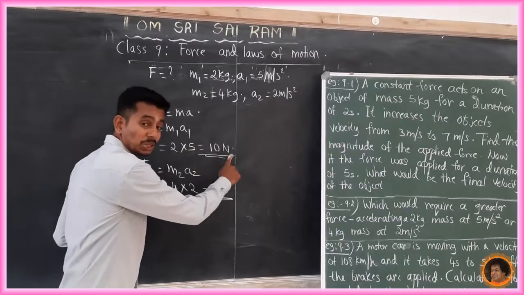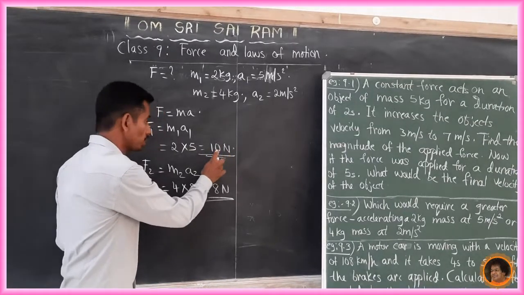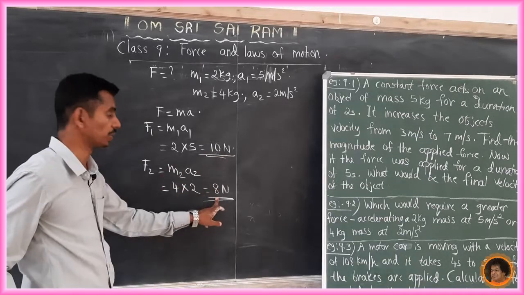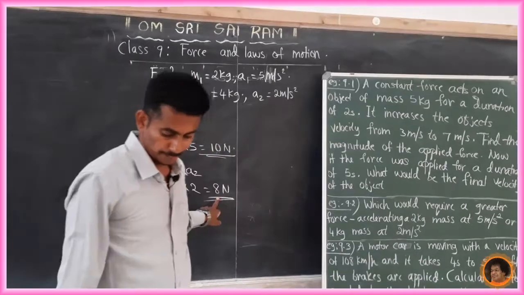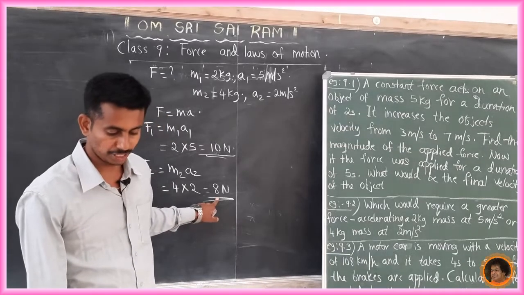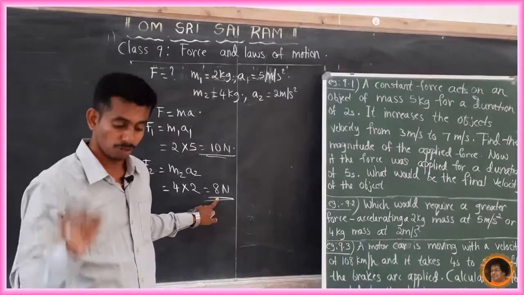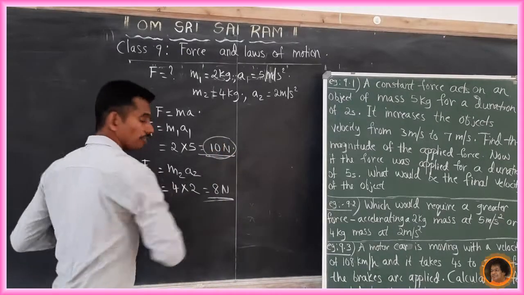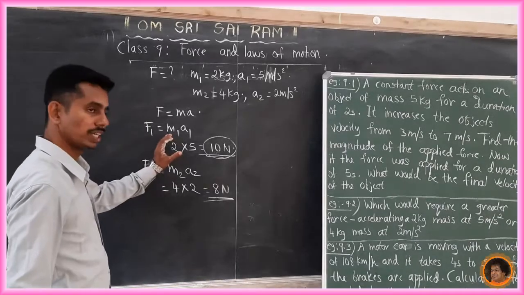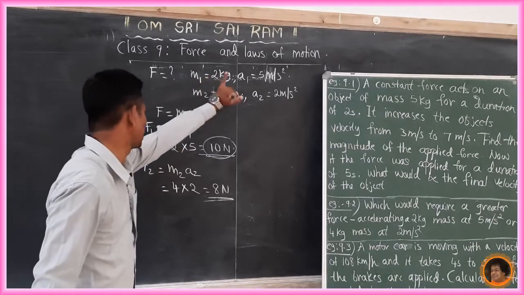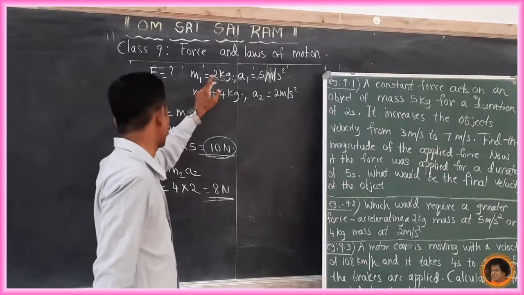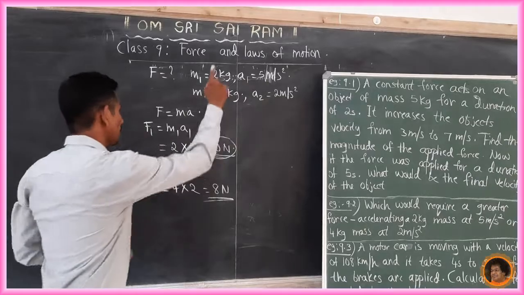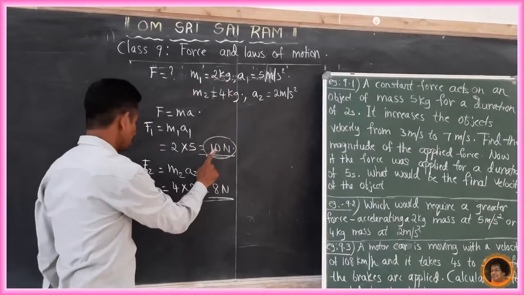F1 we get 10 Newtons. 10 Newtons of force is required, the greater force. Why? Because in the second situation it requires only 8 Newton. So what is the answer? Thus, accelerating a 2 kg mass at 5 meter per second square would require a greater force, because 10 Newtons of force is required to accelerate a 2 kg mass. The object has 2 kg mass. You have to accelerate it at 5 meter per second square. This one requires more force because we get 10 Newton.